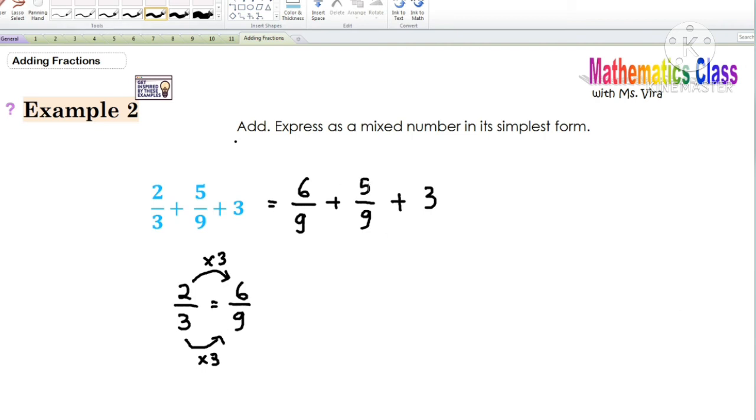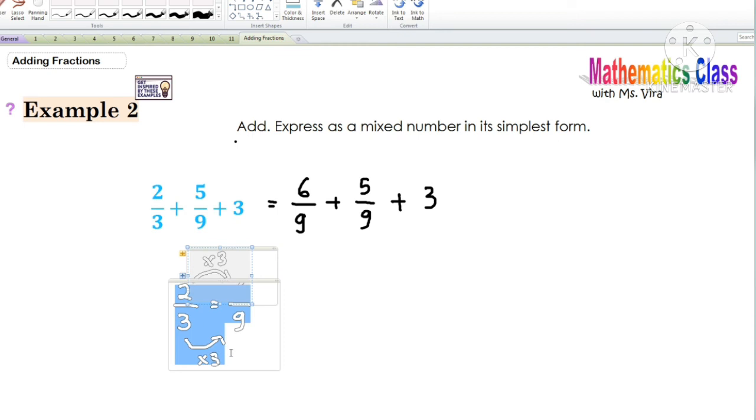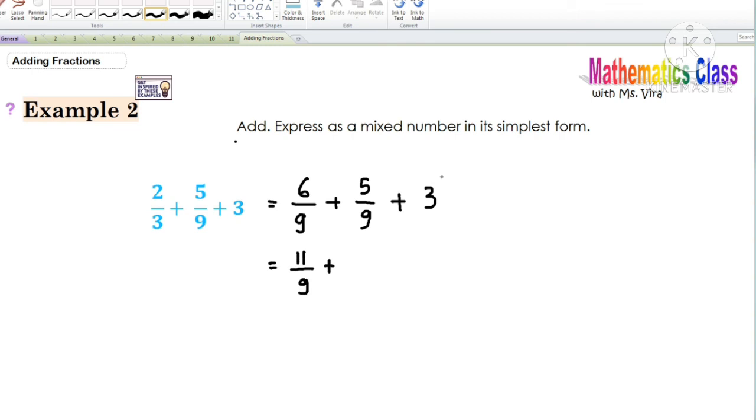Now the fractions have a common denominator. We can add the fractions first by adding the numerators. 6 plus 5, 11 over 9 plus 3.